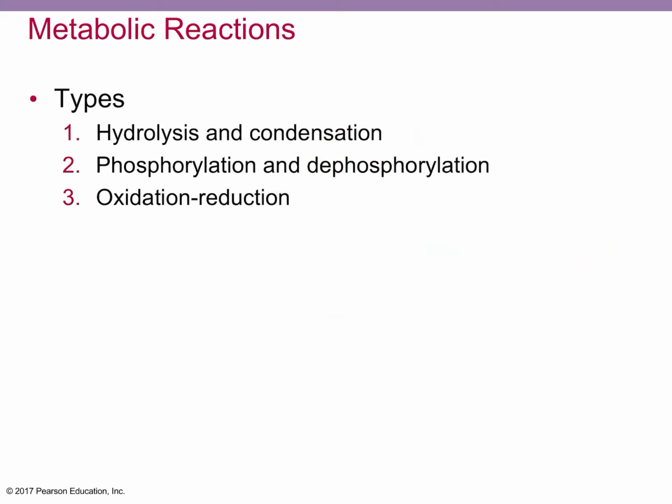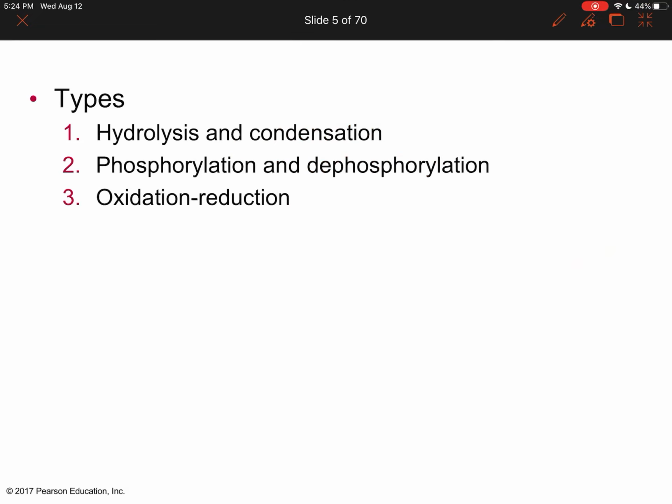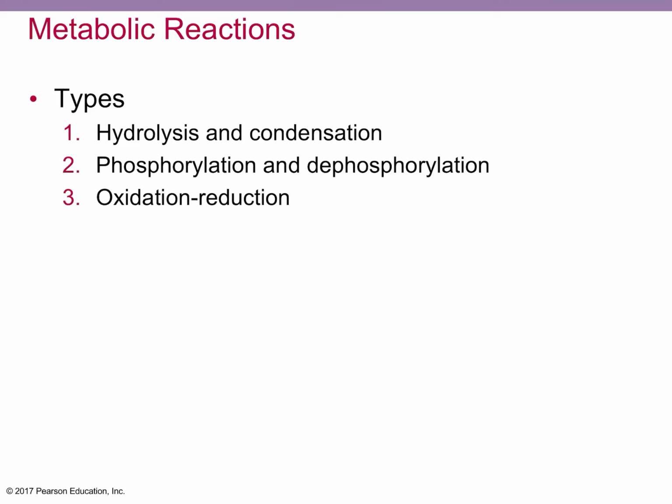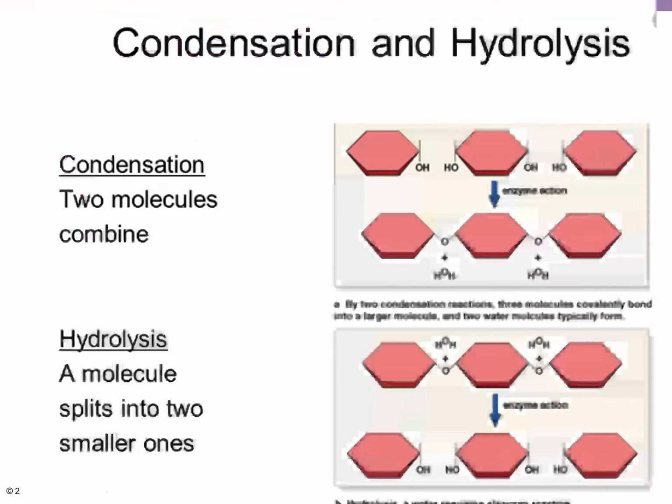All right, so let's take a look at our metabolic reactions. This is a little bit of a review for some of you, so we'll go through each one pretty quickly. The first one is condensation and hydrolysis reactions. These are opposite reactions. A condensation reaction is going to create larger molecules. The reaction that takes place between our two monomers here, which are monosaccharides, is going to link up those two monosaccharides, and we're losing a molecule of water in the process.